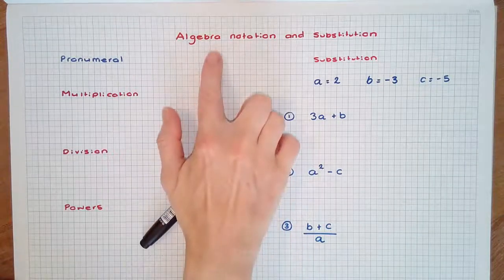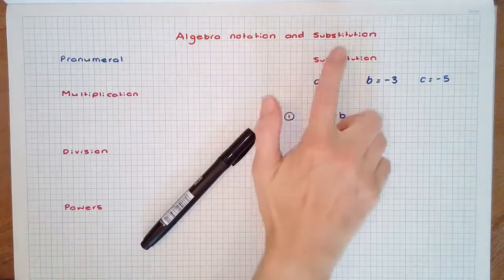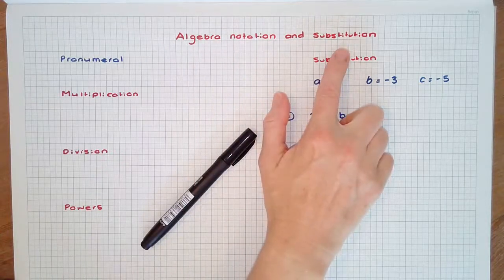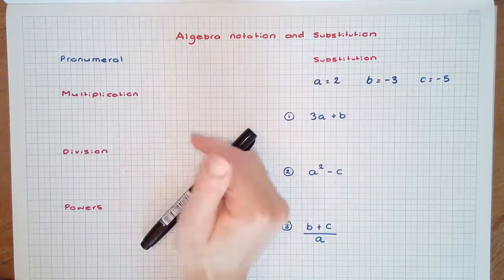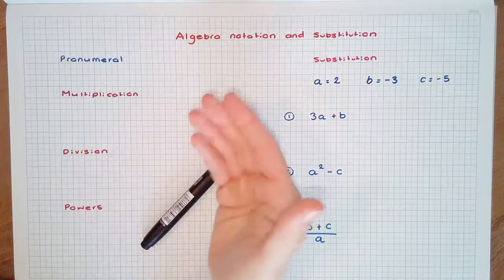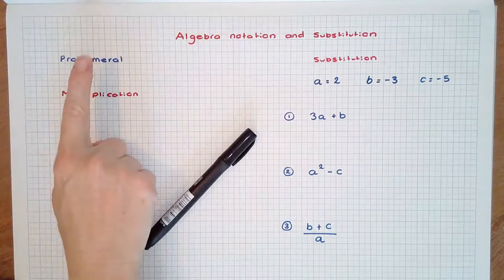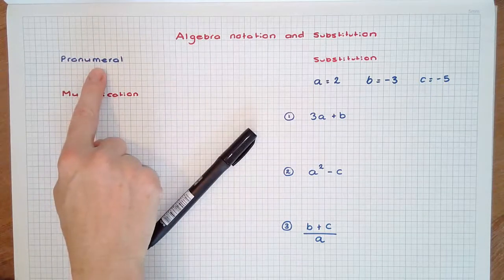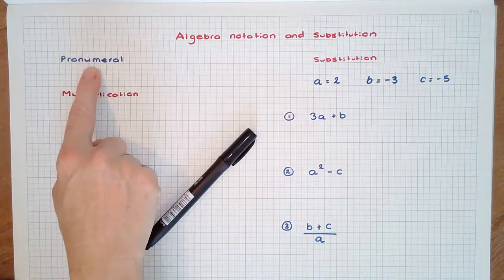In this video, we're going to have a look at algebra notation and substitution. In English, we have nouns and then pronouns which can function as a noun. In mathematics, we have numerals or numbers and pronumerals, which are symbols or letters that can represent numbers.